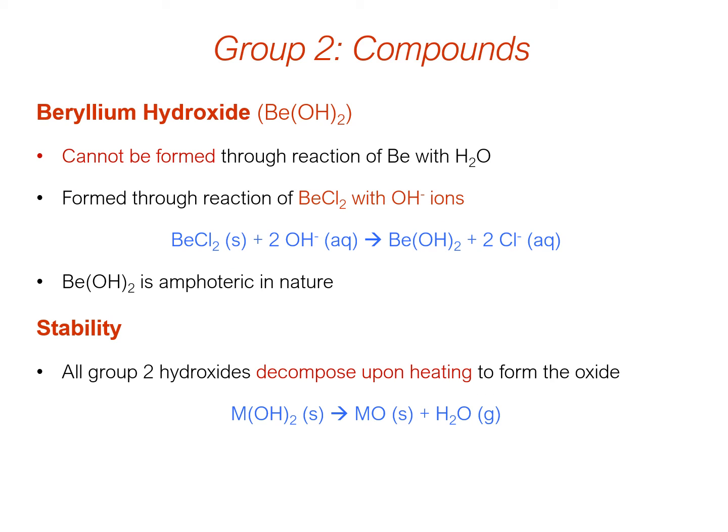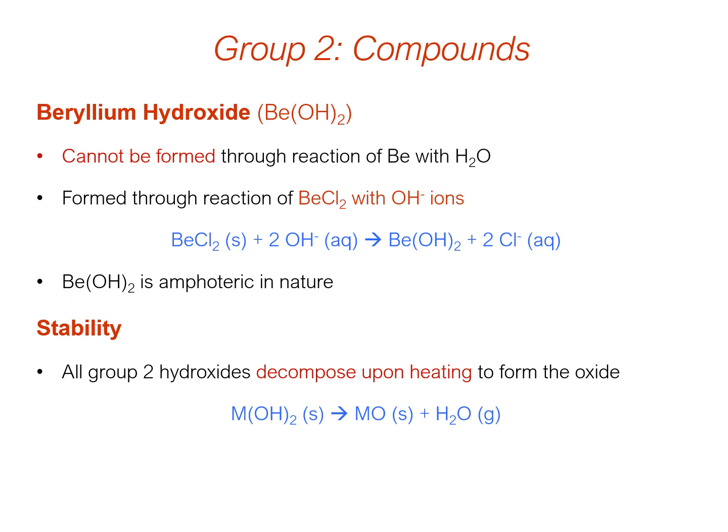Finally, let's take a look at beryllium hydroxide, because I said that was an exception, and then the stabilities. Beryllium hydroxide is different in that it doesn't react with water. You can't just put beryllium metal with water to form the hydroxide, but you can still form beryllium hydroxide. This time what you need to do is take beryllium chloride and react that with OH ions. OH ions typically indicate a base, so from a strong base in solution. In this case, the OHs displace the chloride ions, and you end up with beryllium hydroxide and chloride ions in solution.